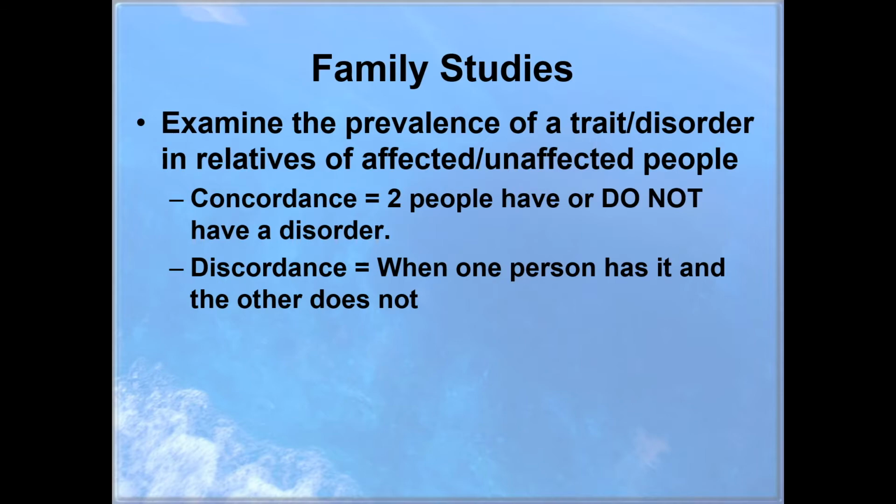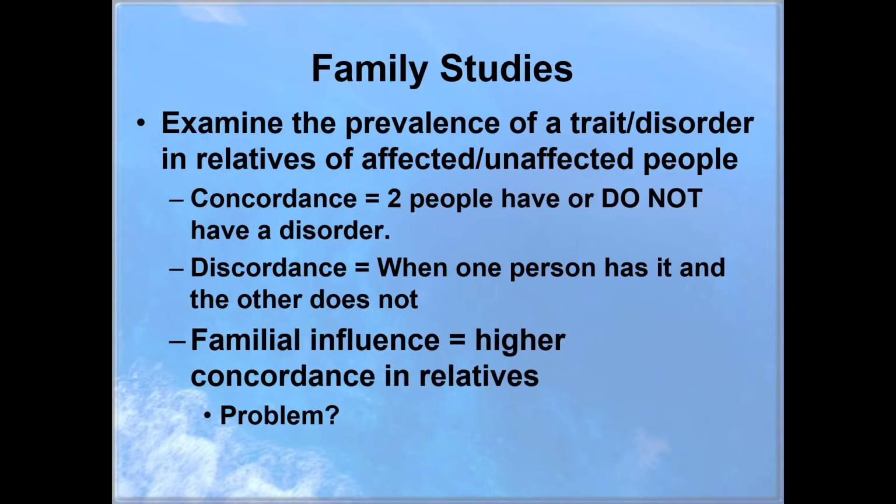If there are familial influences, we would expect to see a higher concordance rate among individuals that are relatives versus non-relatives. But if you think about this, this can become pretty problematic pretty quickly. There's a lot of information that hasn't been explained.